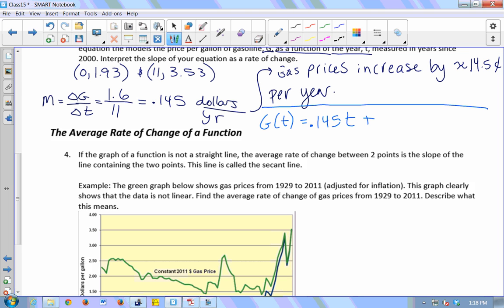So, yeah, they gave us that one. So that was nice. And here I used the 0.145 because my 193 was in dollars, so I want my slope to also be in dollars. So my units are consistent.